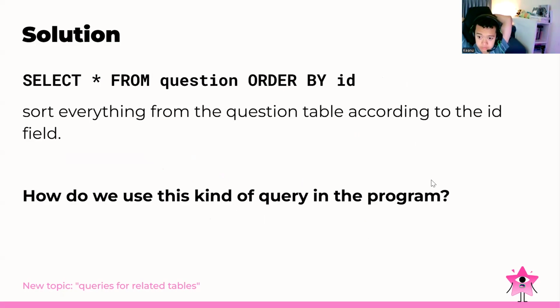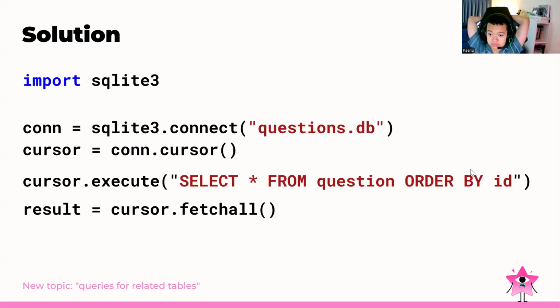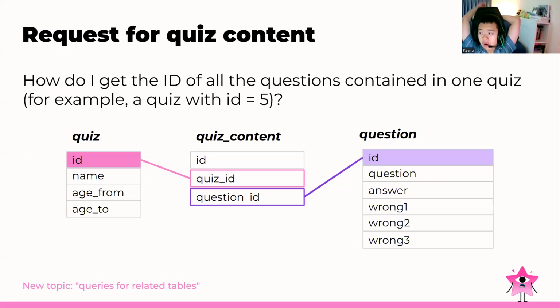And then how do we use this kind of query in the program? Basically just like this, we need to use the connection. If you already have the DB, we go for the questions DB, and then connection.cursor, and then cursor.execute, SELECT everything, which is the asterisk, FROM questions ORDER BY id. And then we get the result: result equals cursor.fetchall.